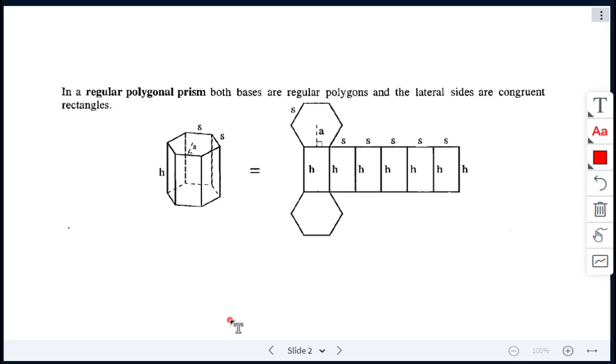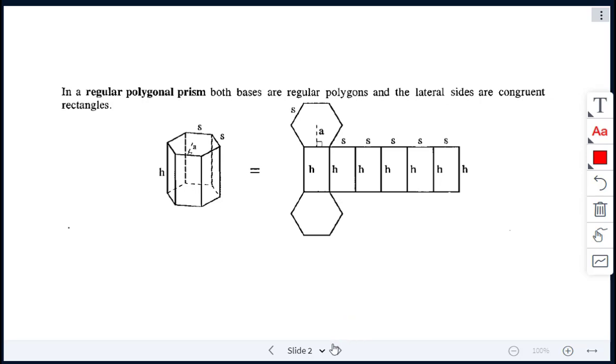And all the lateral sides are congruent rectangles. So therefore in this case we would have 6 congruent rectangles: 1, 2, 3, 4, 5, 6. All right, so we will be using the formula that we used previously when we were looking at area of polygons. Recall this A here represents the apothem.